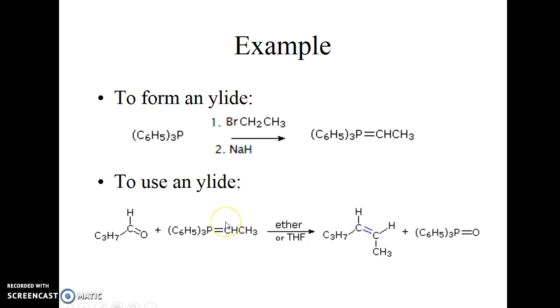So when we use it as an ylide, this does nucleophilic attack on the carbonyl, and we end up getting an alkene. Look at the alkene that's formed and where the carbons are. These carbons right here from the ylide are right here. These carbons from the ketone, or the aldehyde, are right here. So it's like you cut here and you cut there and then stitch them back together again.